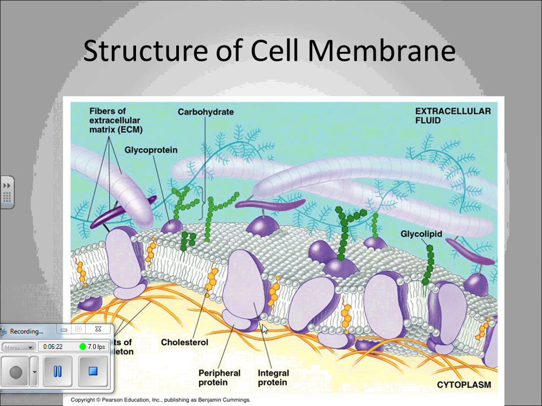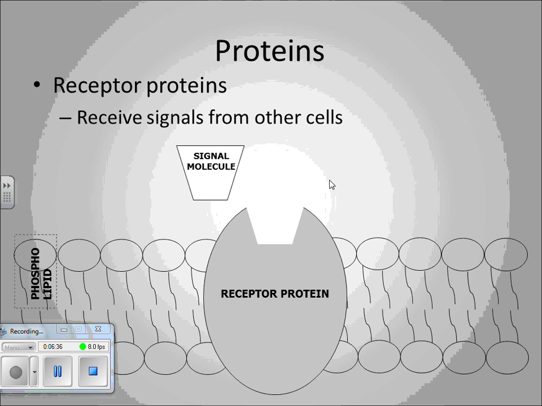Here's a more textbook version of what we're going to look at, and that's a little more complicated, and we're not going to cover it all, but this shows you all the different parts that are involved. We're just going to stick to the phospholipids, the cholesterol, and the different proteins. There are 3 kinds of proteins that we really talk about. They have different functions, but the first kind is a receptor protein. A receptor receives a signal from another cell, and it tells the cell to do something, like bring something in or take something out. This signal molecule just literally fits right in that little gap there, and tells the cell to do something.